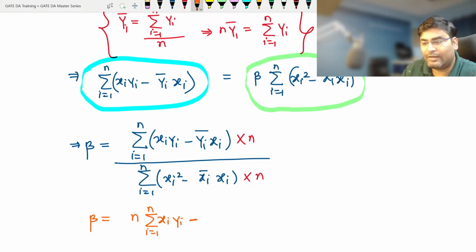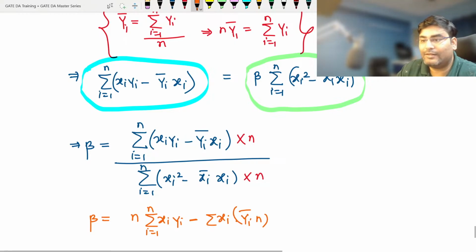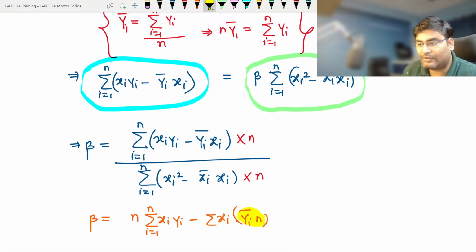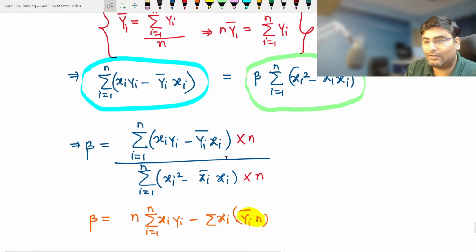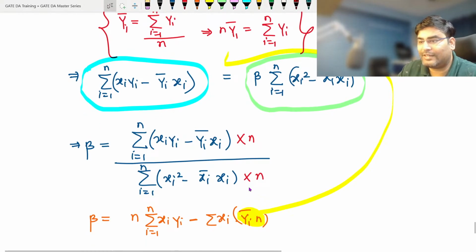Minus, here if you write sigma xi, and if you write yi bar times n, this I'm going to substitute with, let me show you. Ta-da! See guys, can you see this? So n yi bar can be replaced with sigma i equal to 1 to n yi. Isn't it, guys? Come on, give me a go ahead on this. Clear?